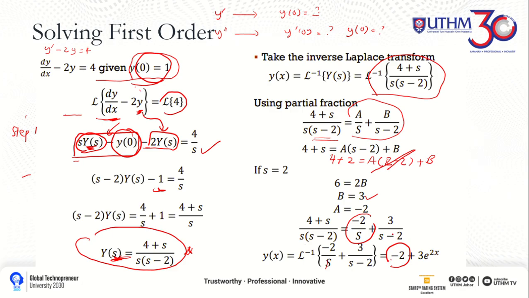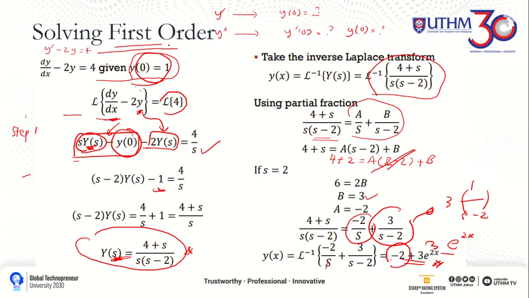So you get negative 2. And then this one is equal to the exponential, so 3 times 1 over s minus 2. So that's why you get 3e to the power of x. Okay, so this is our final answer. So this one is for first order.